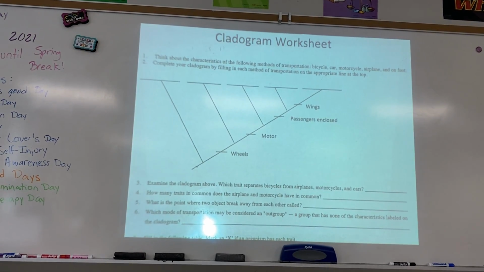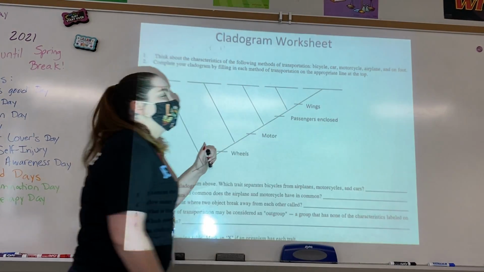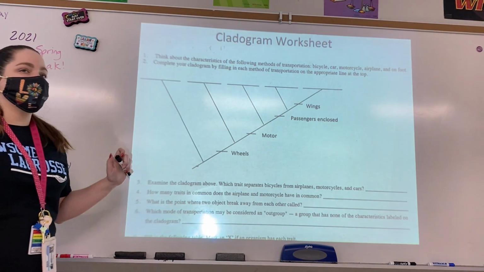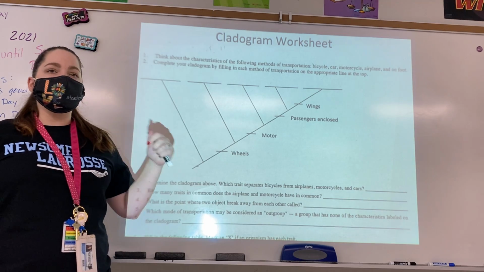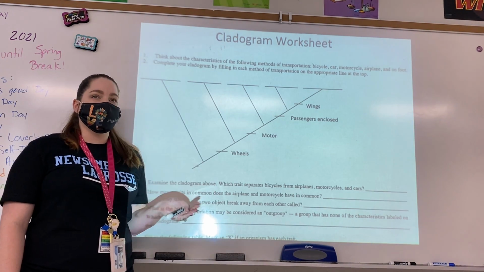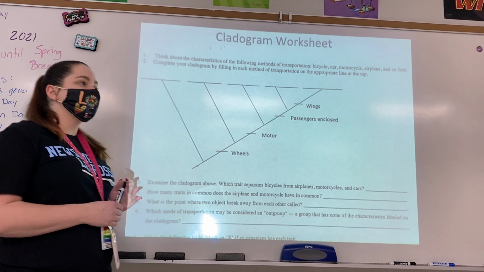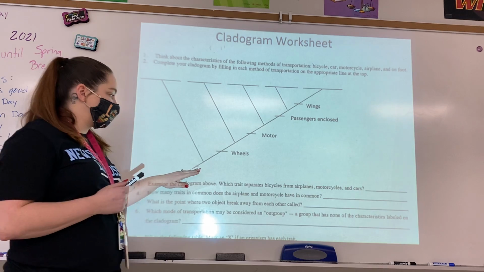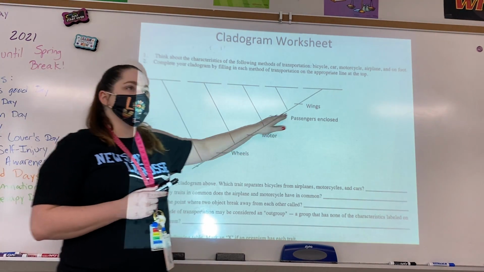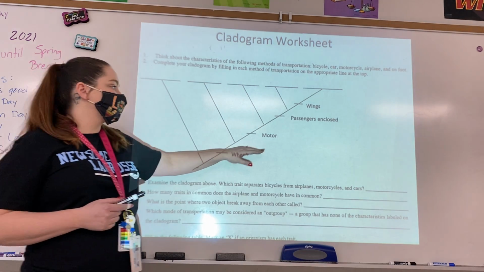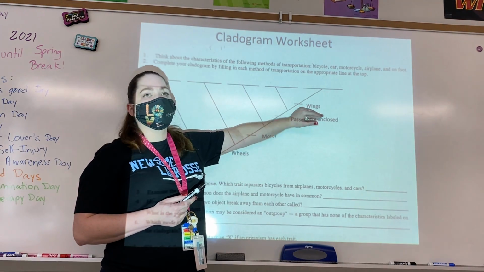Okay. So we're going to be looking at cladograms, and then you're going to end up drawing your own cladogram. So again, cladograms show the relationship between species of either them having a certain characteristic or them not having a certain characteristic. So what you have to realize and remember is that your characteristics are on this line here. Okay, so for here, we have our characteristics of wheels, motor, passenger enclosed, or wings.